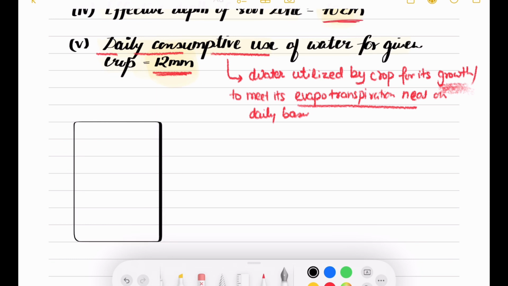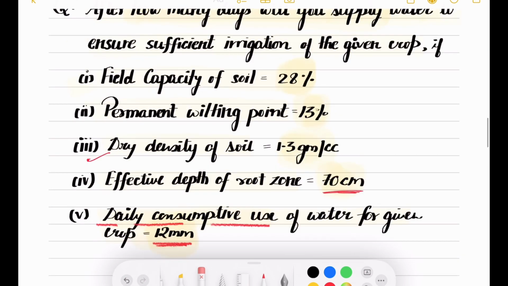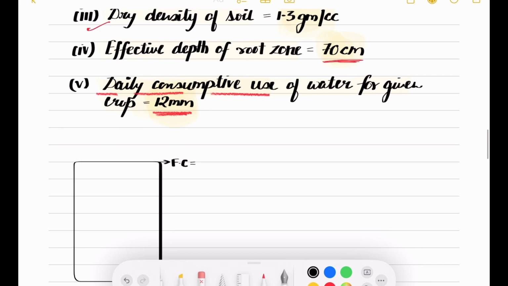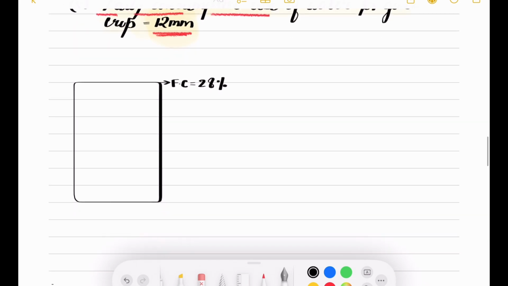If I want to plot these values, the field capacity value is 28%. We have been given the permanent wilting point, that is 13%.